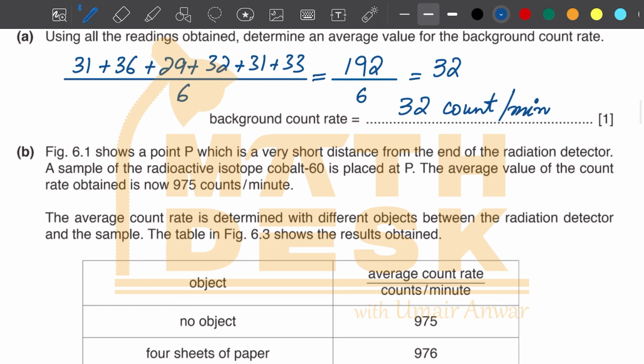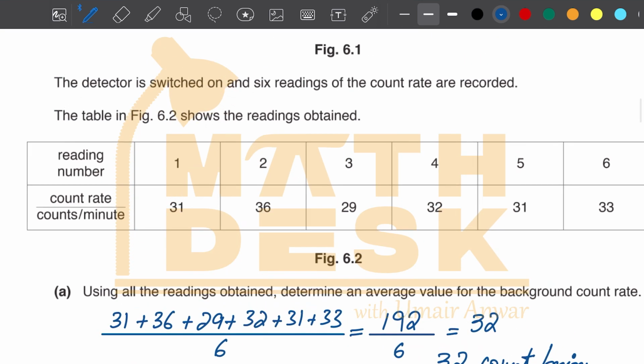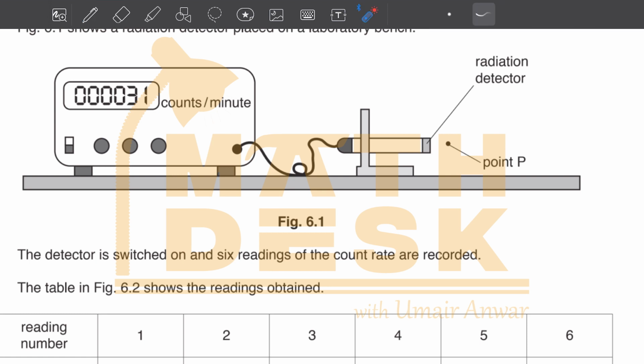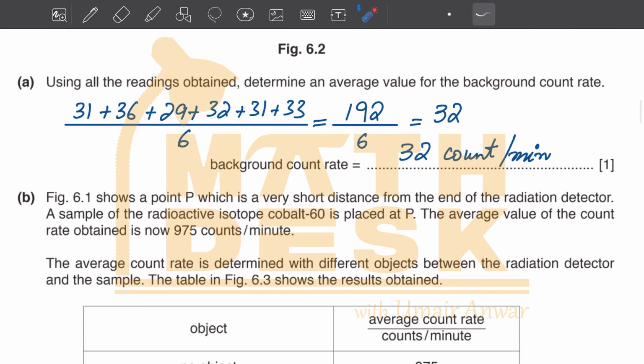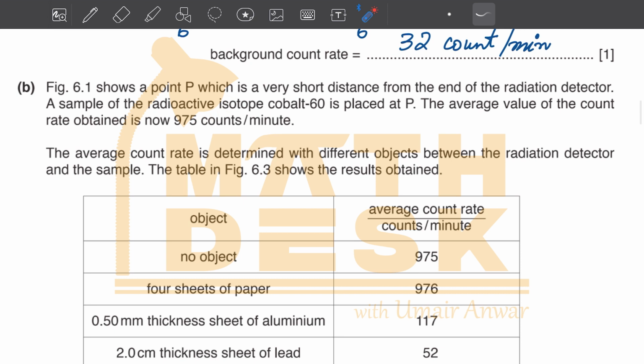In the next part it says figure 6.1 shows a point P which is a very short distance from the end of the radiation detector. A sample of the radioactive isotope cobalt-60 is placed at point P. So we have placed a radioactive sample of cobalt at this point, which is very near to the radiation detector, which means that if even alpha radiations are being emitted from this radioactive material, they would be easily detected by this detector, and beta and gamma are obviously detectable from a little larger distance too.